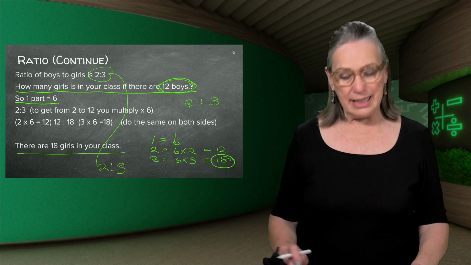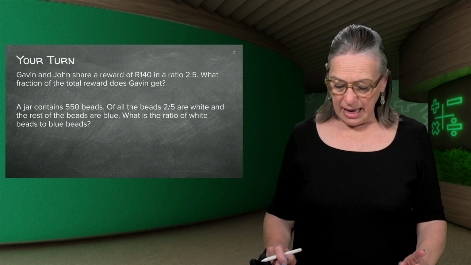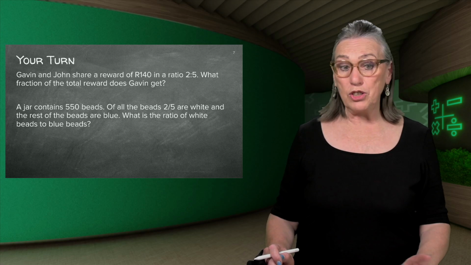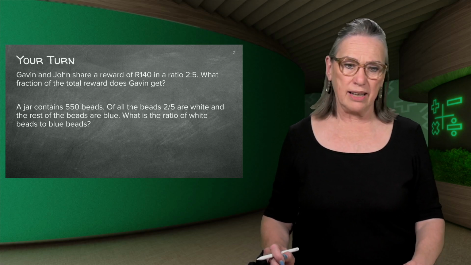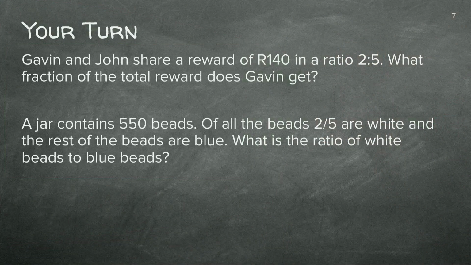Right, let's do another. Let's do an example. You do an example, and then I'm going to help you on the other side. So stop this, read carefully, and then we're going to do this together. Just read. Gavin and John share a reward of 140 Rand in a ratio of 2 to 5. What fraction of the total reward does Gavin get? It's very similar to one that we've done first.